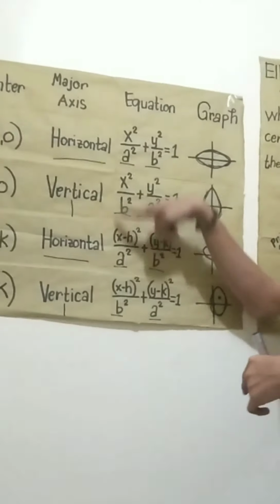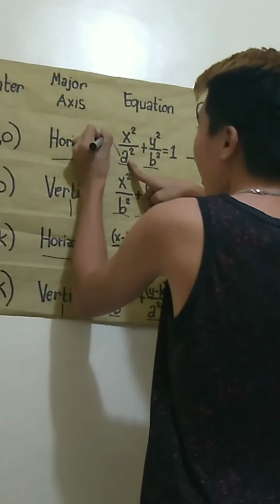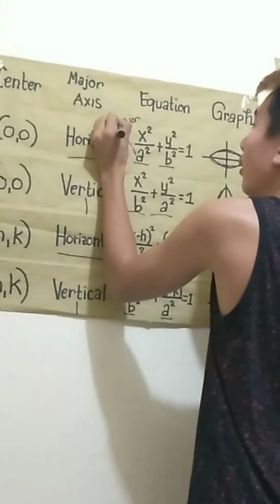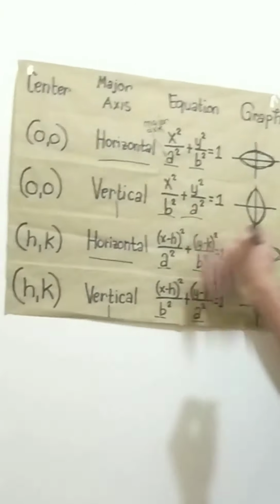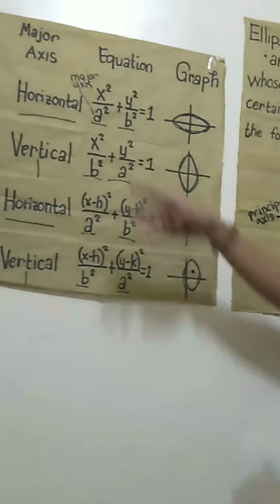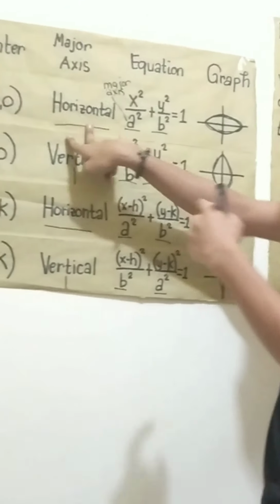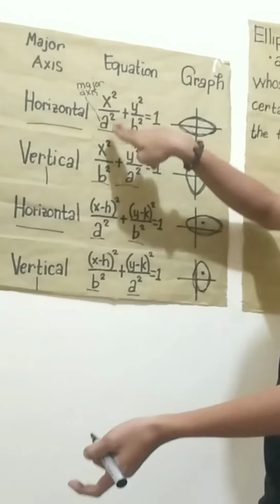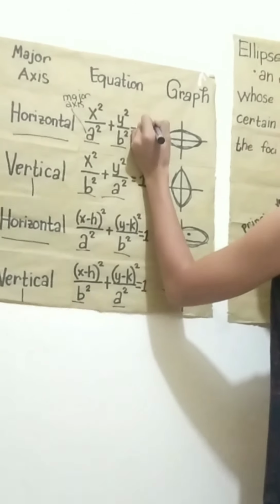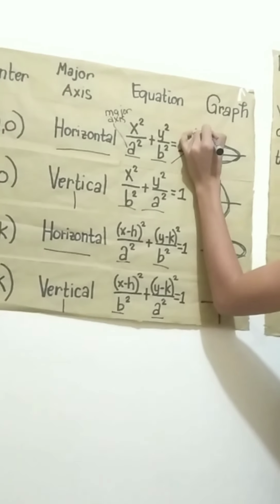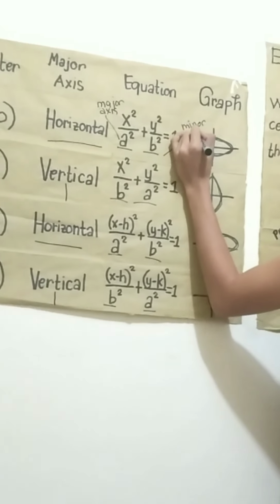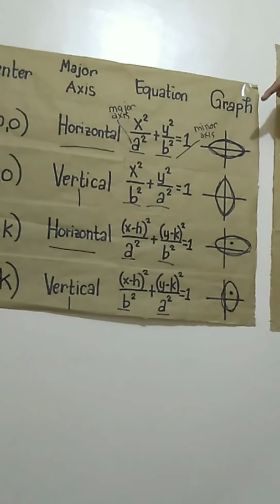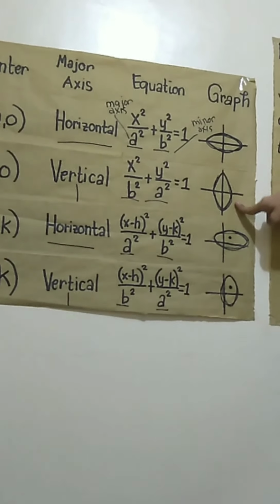So, note that a is the major axis. This is for you to find out whether your graph runs horizontal or vertical. So, a is major, b is minor. It makes it easier to find or define whether your graph is horizontal or vertical.